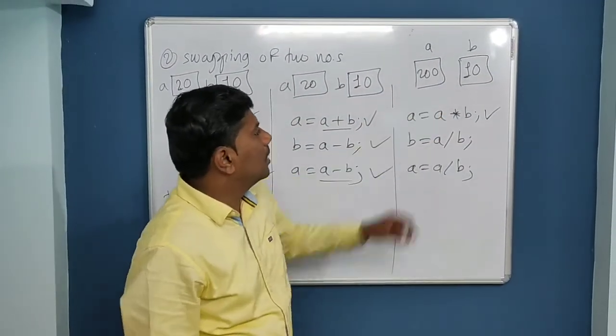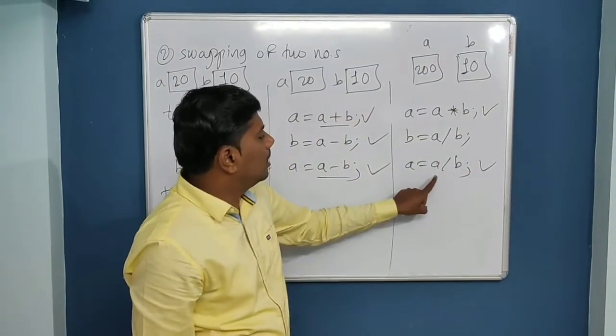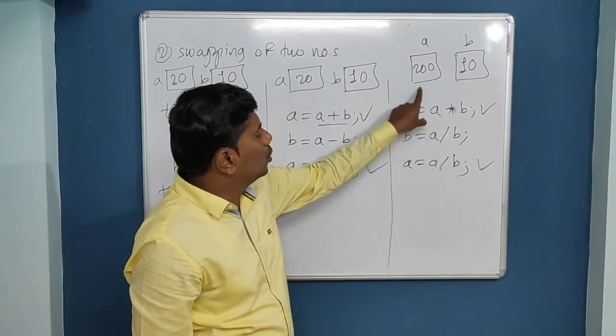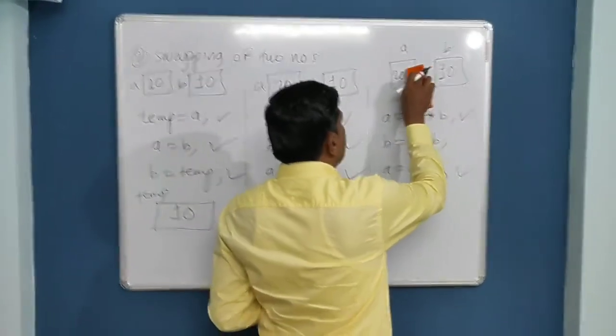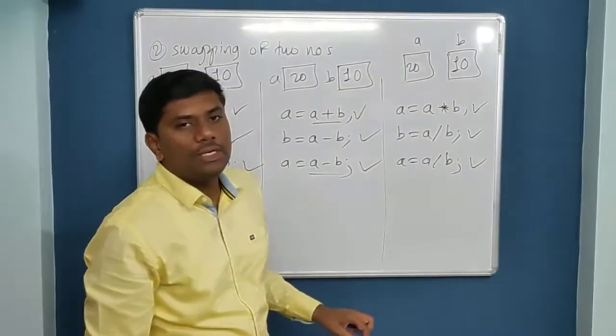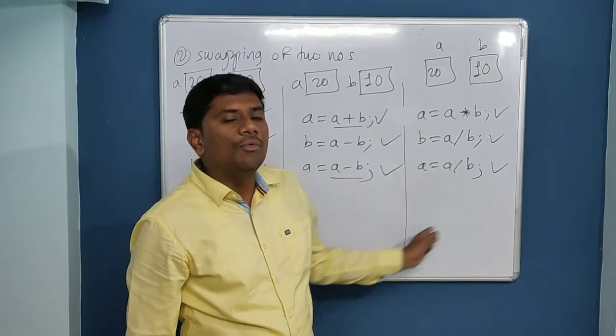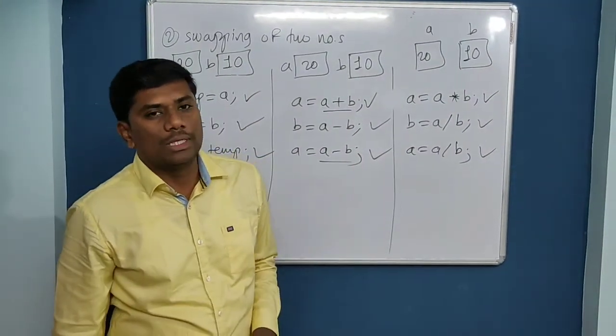Now how to get 20 here? So see, simple, A divided by B. So 200 divided by 10. So assign that value to A. Getting? So see, without using third variable, without using plus minus, we are able to swap these two numbers.